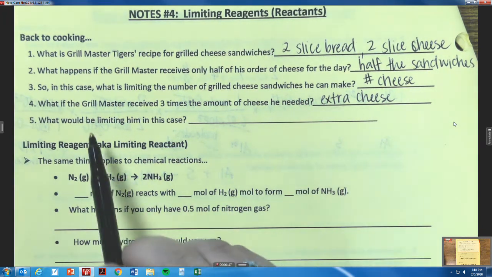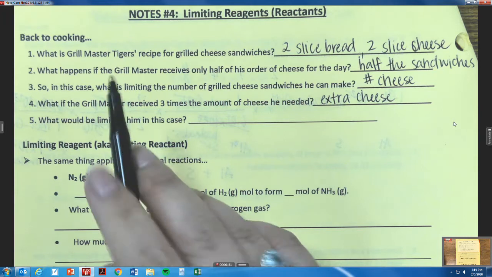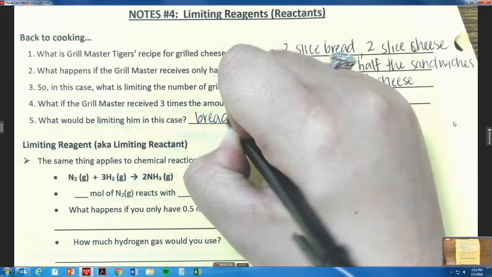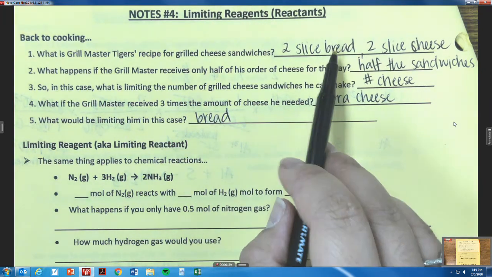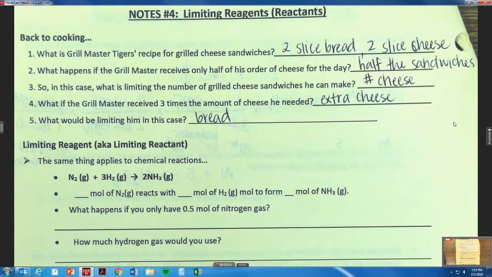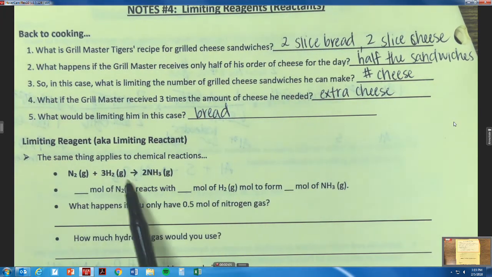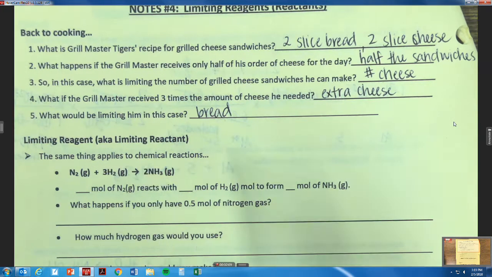Which ties into question number 5. What would be limiting him in this case? Well, again, that would be bread, the number of slices of bread that he would have. Your limiting reactant in chemistry is going to be the same thing.